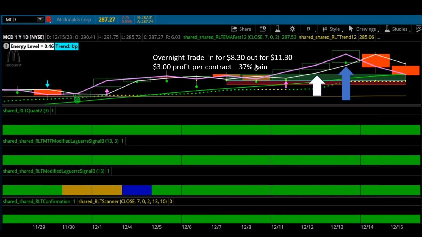Again, this was on McDonald's. We get in here, in at 8:30, out at 11:30, green across the board. Institutions buying the heck out of it. It also was coming out of this shaded area, which is a dynamic compression zone that the software puts on.